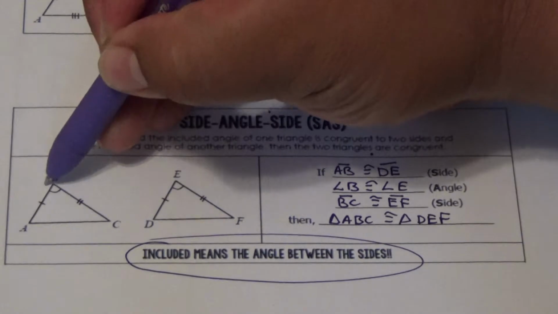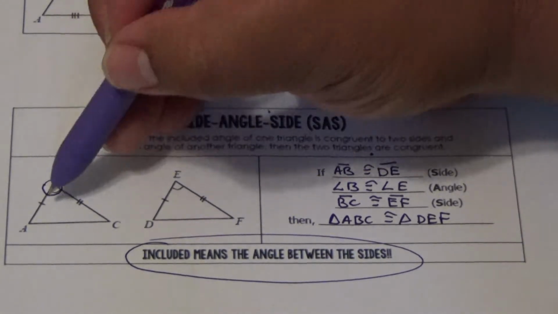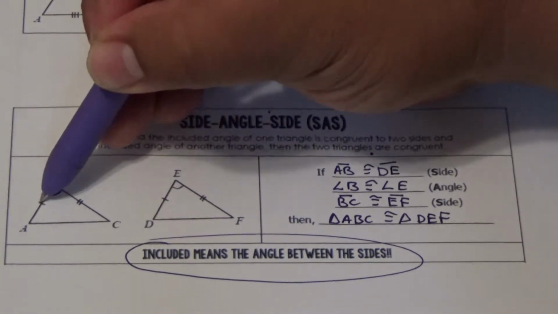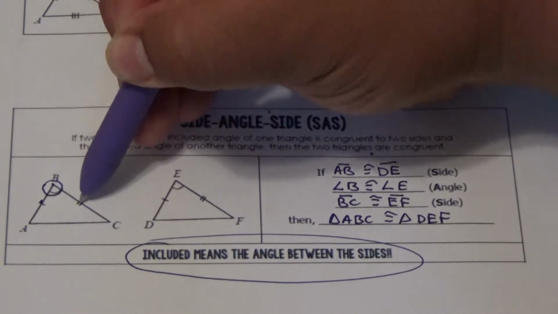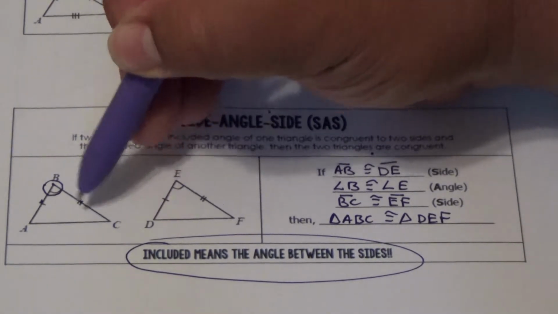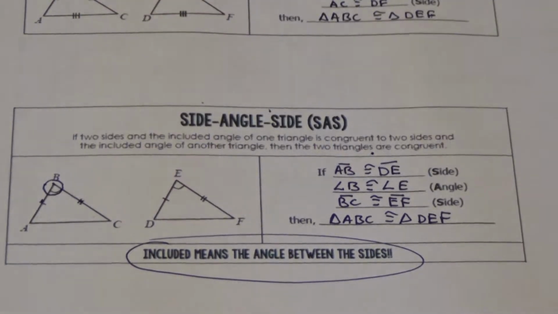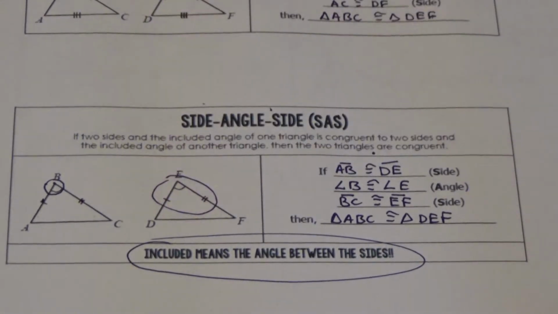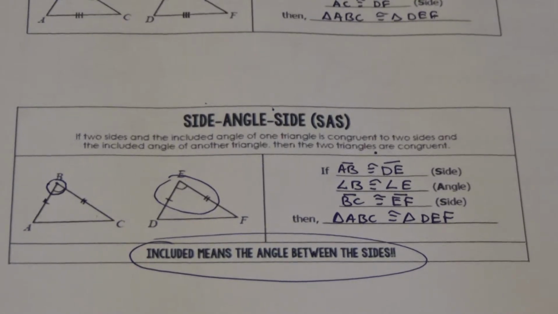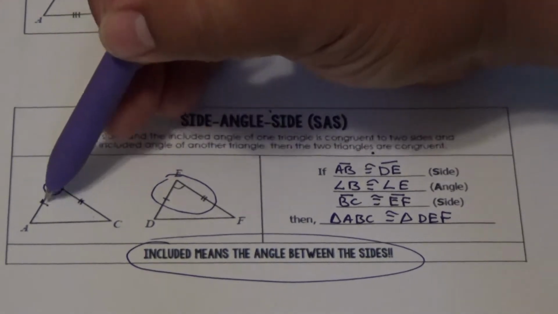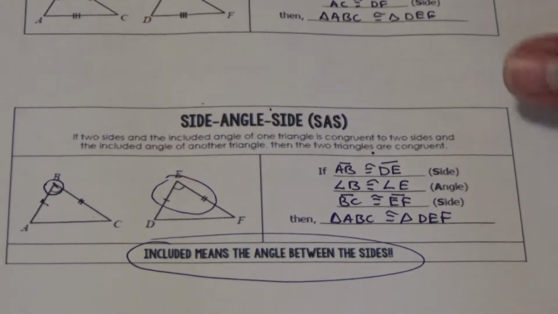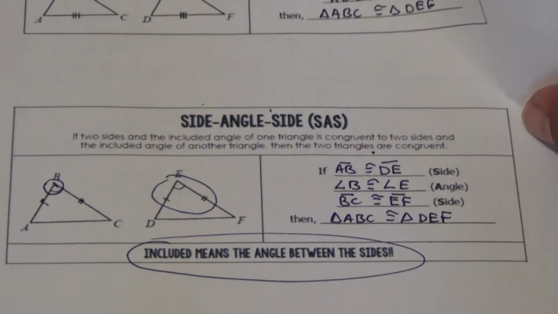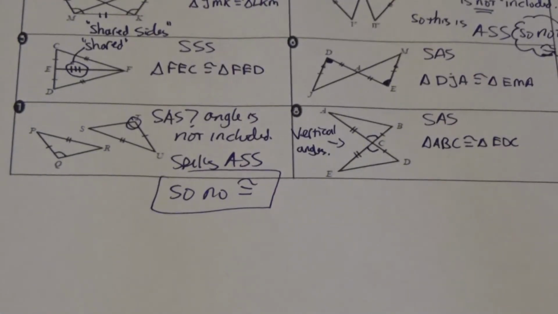That means the angle has got to be in the middle of the 2 sides. Side, angle, side. The angles cannot be here. The angles cannot be here as well. Right? So all these things got to be in consecutive order, right next to each other. You can't jump around. Side, angle, side. Alright? Well, let's check some examples out over here.